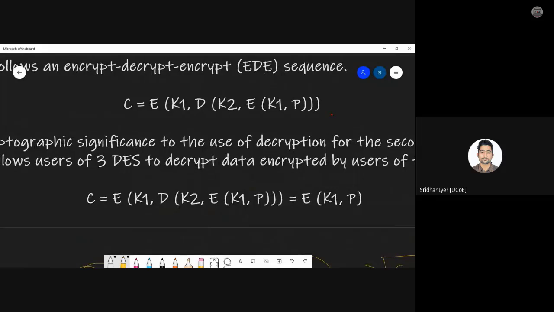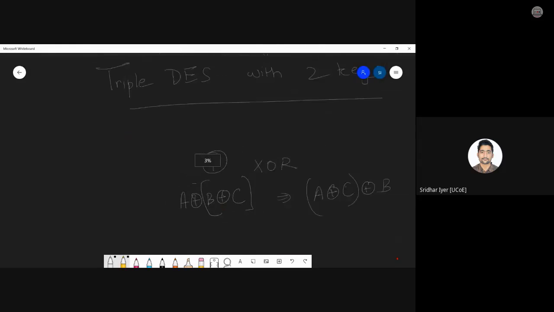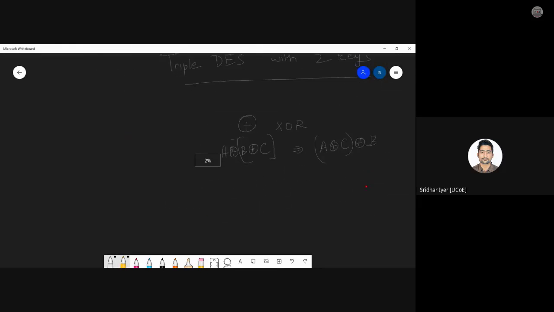We encrypt the plain text with K1. Whatever is the result, we apply the decryption algorithm using K2. I will come back to it, don't worry. And whatever is the temporary result, we again apply encryption with K1. So this is what I was saying just now, that encryption and decryption algorithms are basically interchangeable, right?